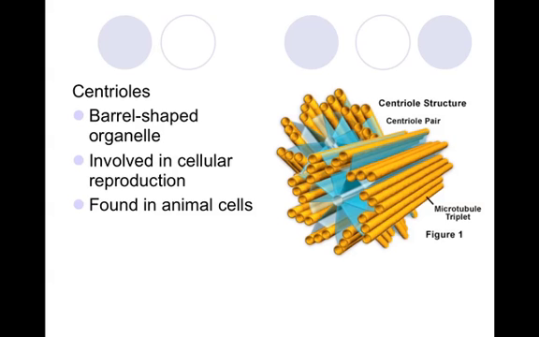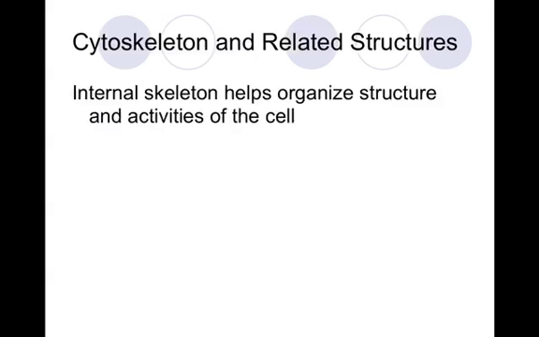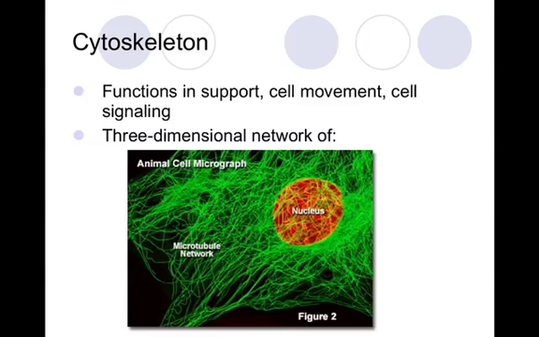Centrioles are barrel-like, and these are pairs that are involved in cellular reproduction. They are found in animal cells. The cytoskeleton is the internal skeleton. It helps organize the structure and the activities of the cell. This is what it looks like. It looks like a bunch of microtubules throughout the whole cell, kind of like our bones. It functions to support cell movement and cell signaling.